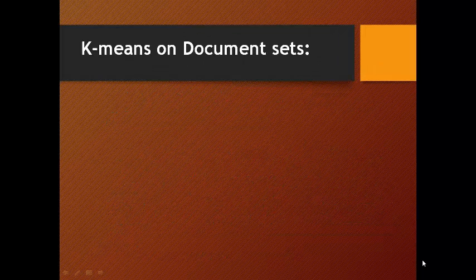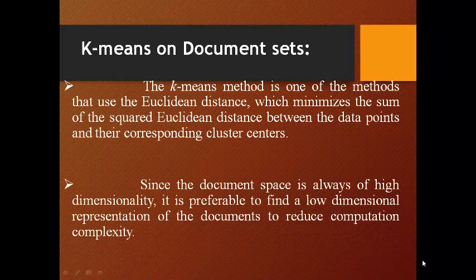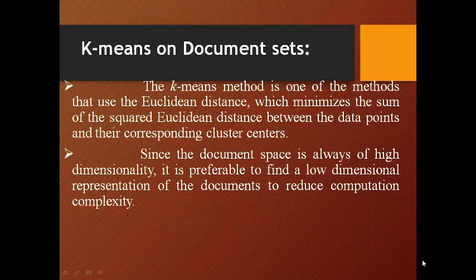K-means on document sets. The K-means method is one of the methods that use Euclidean distance, which minimizes the sum of the squared Euclidean distance between the data points and their corresponding cluster centers. Since the document space is always of high dimensionality, it is preferable to find a low dimensional representation of documents to reduce computational complexity.